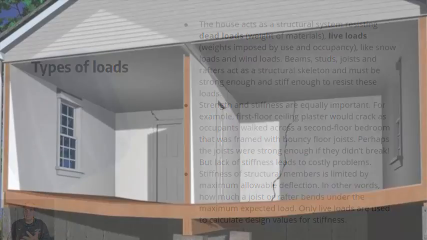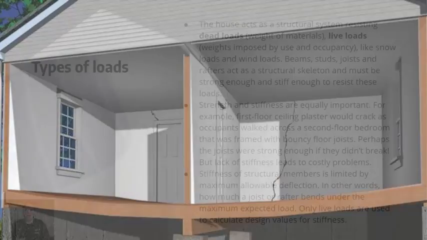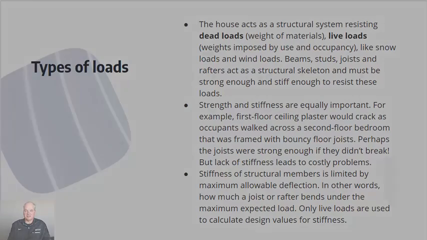For example, first floor ceiling plaster would crack as occupants walked across a second floor bedroom that was framed with a bouncy floor joist. Perhaps the joists were strong enough if they didn't break, but lack of stiffness leads to costly problems. So stiffness of structural members is limited by maximum allowable deflection. In other words, how much a joist or rafter bends under maximum expected load. When we design the beams, the studs, joists, and roof rafters, we need to keep in mind that we only calculate the live loads. Dead loads are not considered in these calculations.